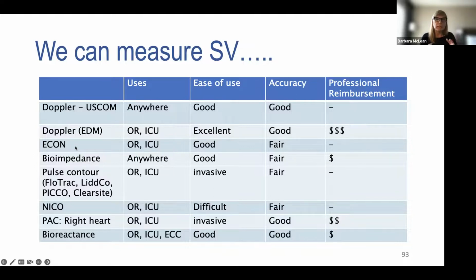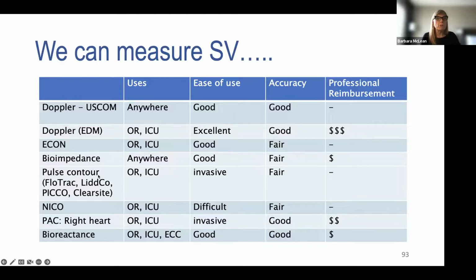Econ, which really is looking at your expired gases, usually used in the OR or ICU. It's good, accuracy is fair. Bioimpedance, you can use anywhere. Bioimpedance is like the Starling, or really bioreactance is the Starling. Bioimpedance is a little bit older. Most of us aren't doing that at all.